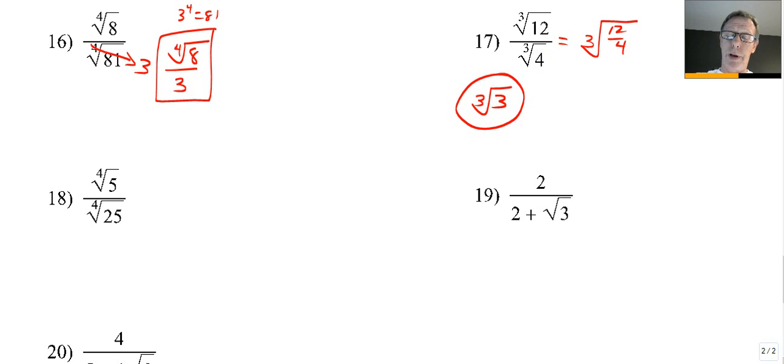Let's go ahead and move to the next one. And the fourth root of 25. That's not a perfect fourth root, so that won't help me. 25 does not divide into 5. That won't help me. So I'm going to have to rationalize this denominator. So let's go ahead and figure out what 25 is. Actually, that's 5 times 5. So let's go ahead and write it like that.